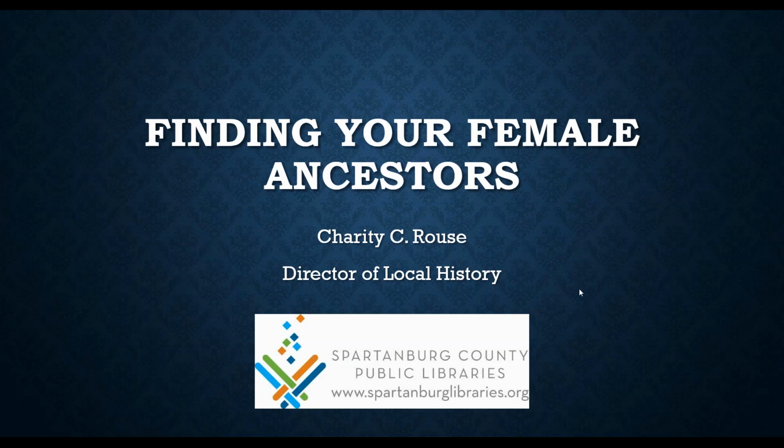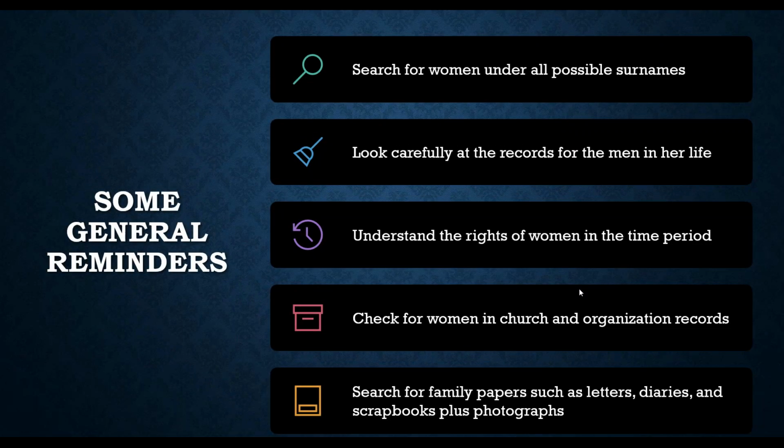But when you are finding your female ancestors, some things to remember are that you need to search for women under all possible surnames. The records are going to be in the surname that the woman used at the time the record was created. So marriage 1 is going to be maiden name to first surname, but marriage 2 is going to probably be first surname to second surname. And so it's just one of those things where you just have to do extra searching for women.